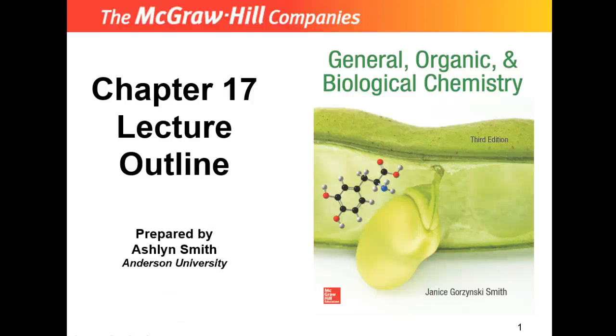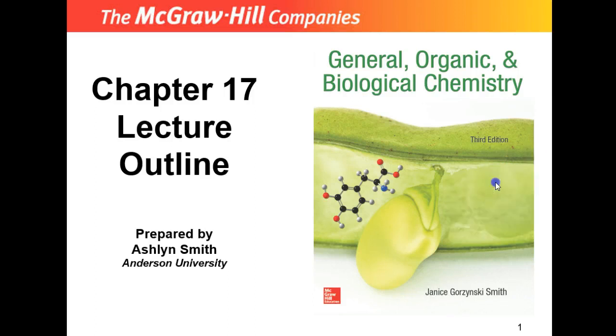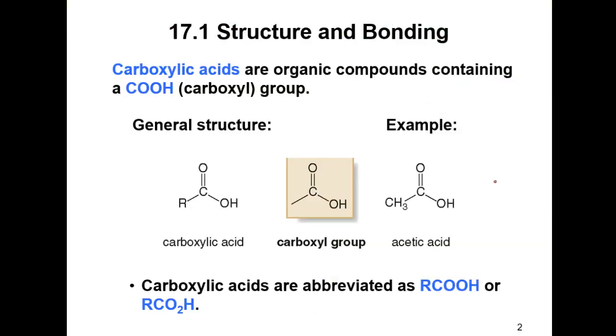All right, in this chapter, we are going to talk about carboxylic acids and amides. A carboxylic acid has a carboxyl group, and a carboxyl group is anything where you have a carbonyl with an OH attached to it. So this is the carboxylic acid group.